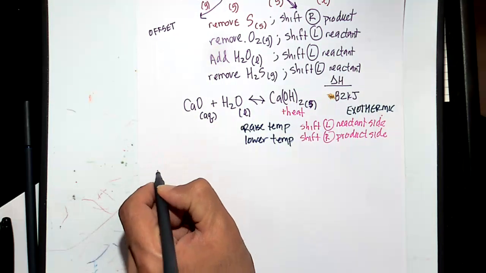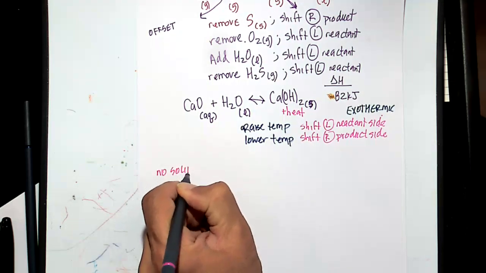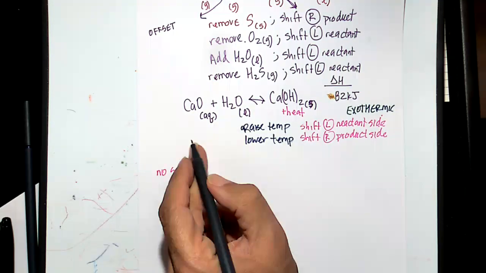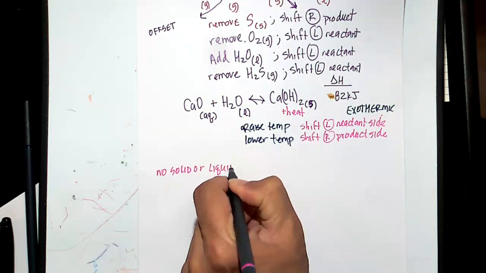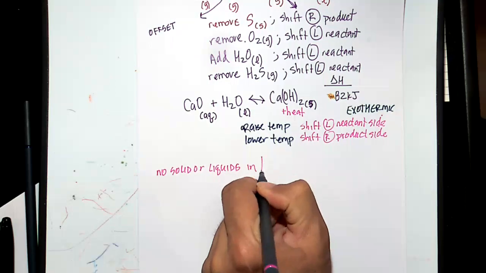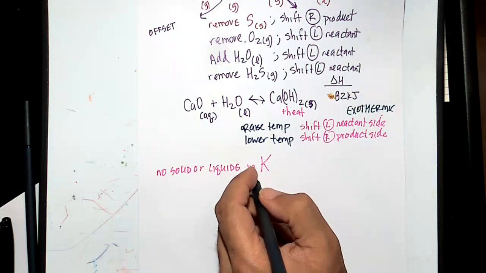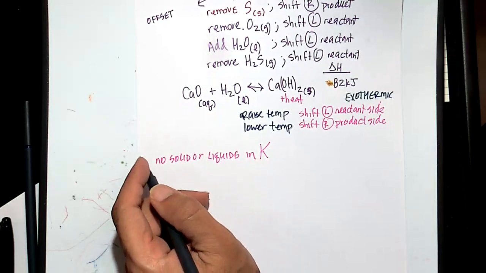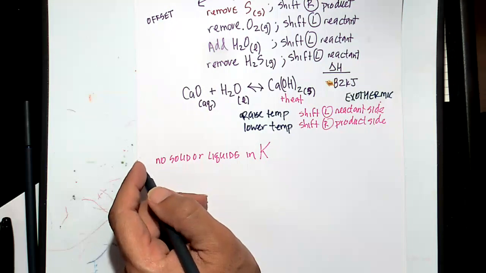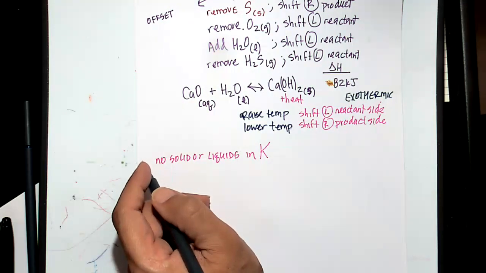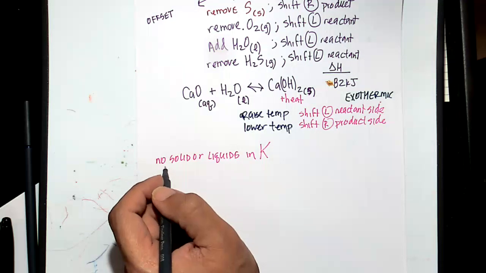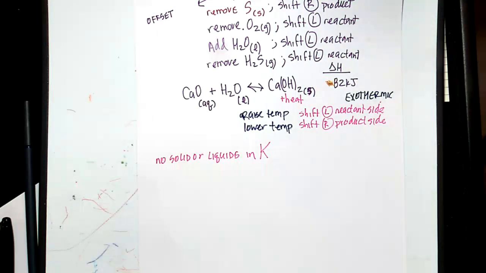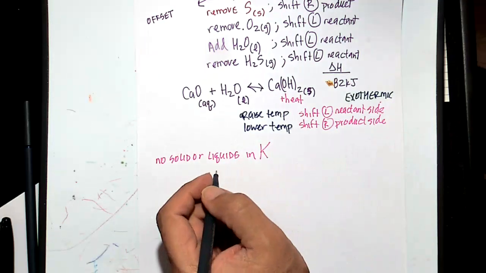Okay, I think I mentioned this before, but I want to reiterate it again. No solids or liquids in the K, the big K, the equilibrium constant, which is products over reactants, but no solids, no liquids. That is a multiple choice question. If you're asked to write the equilibrium constant and you see a solid or a liquid in there, you're not going to put it. No solids, no liquids in the equilibrium.